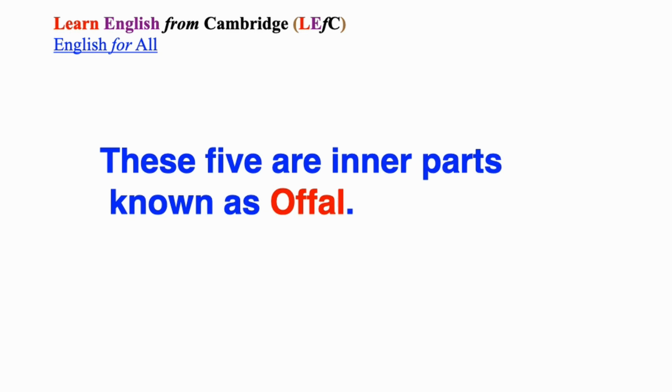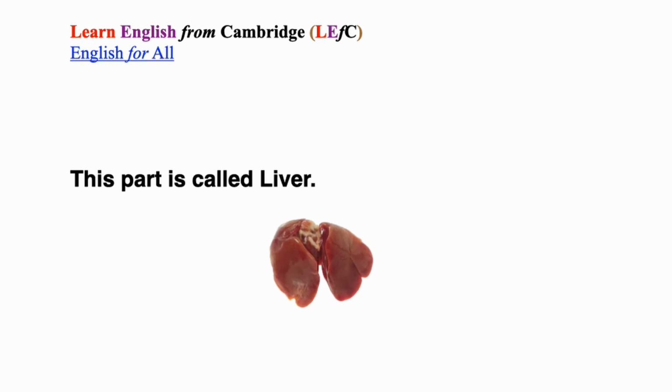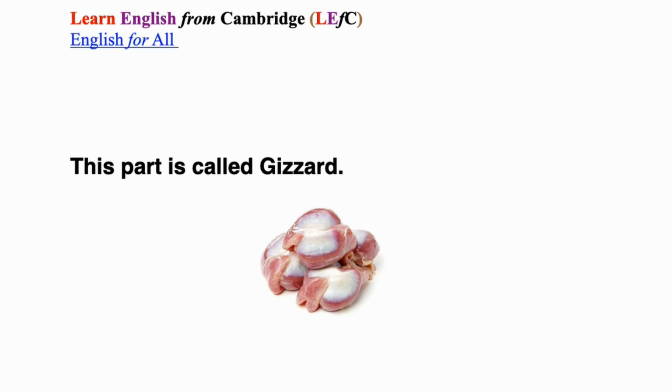These 5 are inner parts known as offal. This part is called heart. This part is called liver. This part is called gizzard.